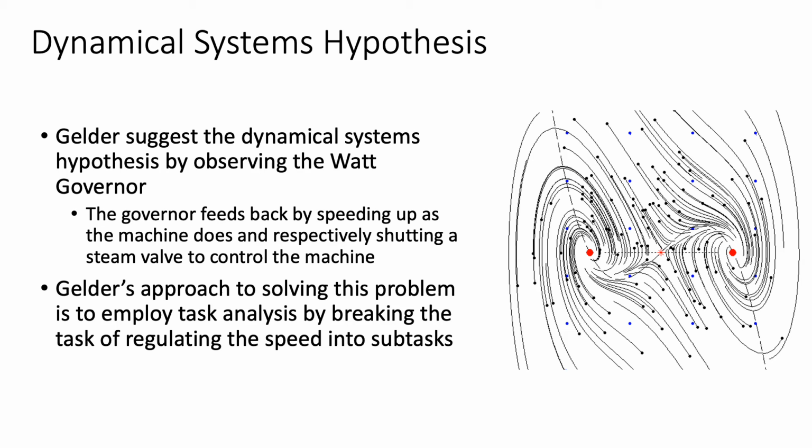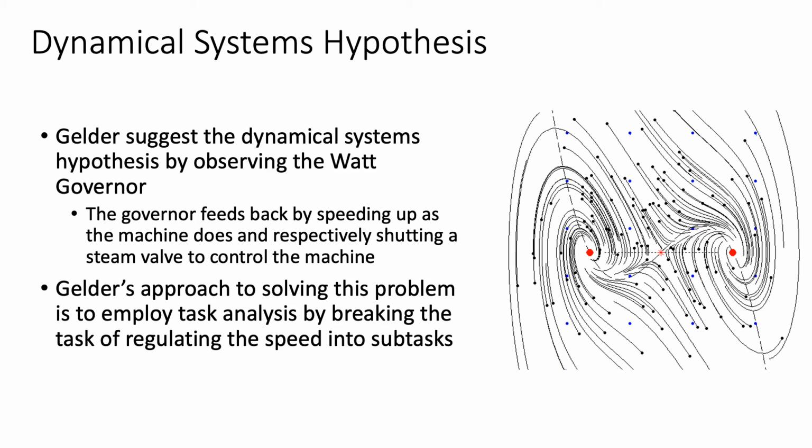So van Gelder suggests the dynamical systems hypothesis by observing the Watt governor. The governor feeds back by speeding up as the machine does and respectively shutting a steam valve to control the machine. We'll see a figure on that on the next slide. Van Gelder's approach to solving this problem is to employ task analysis by breaking the task of regulating the speed into subtasks. They then assume that these subtasks are carried out in separate stages and work out an algorithm for solving the problem by successfully performing the subtasks.